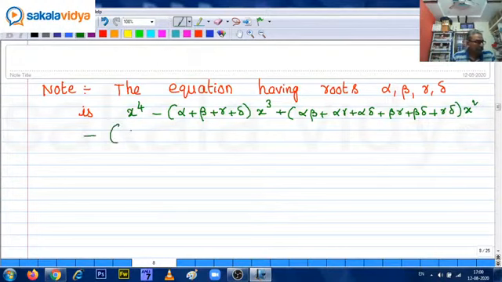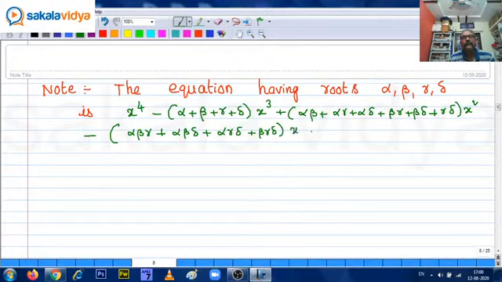minus (alpha beta gamma plus alpha beta delta plus alpha gamma delta plus beta gamma delta) of x plus alpha beta gamma delta equals to 0.